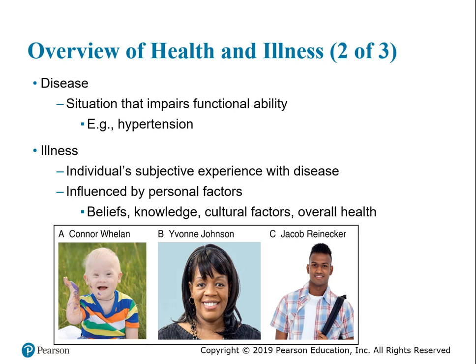So there are some questions to think about, right? And I kind of touched on some of these. Number one, are these patients healthy or ill, right? How would you describe them? Number two, are their conditions chronic or acute, right? And again, I sort of alluded to that. We think about Jacob's condition probably as being acute. Maybe we think about Yvonne Johnson's illness as being chronic, potentially, right?